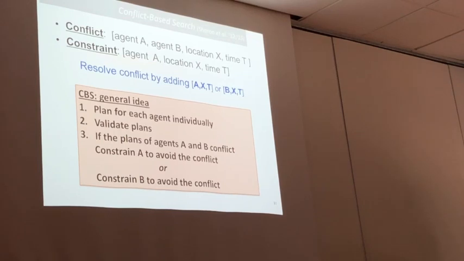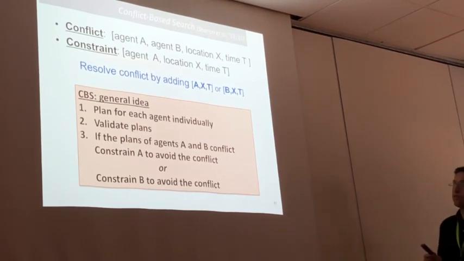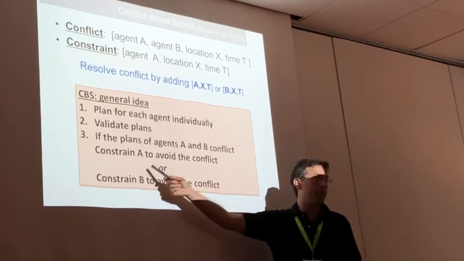Okay, well, let me say that this algorithm, I think the surprising part is that it's optimal and complete. And I think that the surprising part is the optimality. Because how do we know which one to constrain, A or B?